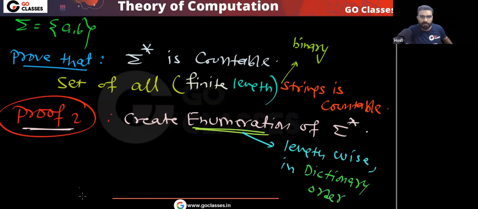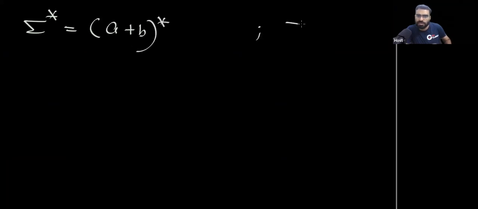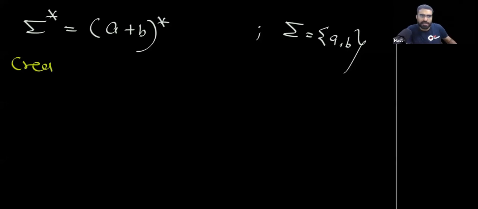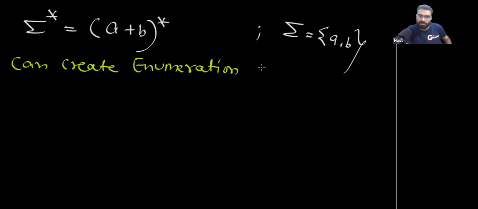Okay, so tell me what you will get. Lengthwise you can put all these binary strings. This is your sigma star. Sigma star is A or B whole star, because your sigma is A comma B. So what you can do? We can create an enumeration of sigma star. How will you create this enumeration? We can create this enumeration lengthwise in dictionary order.